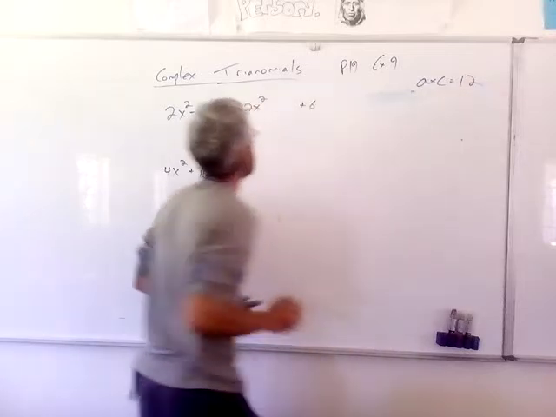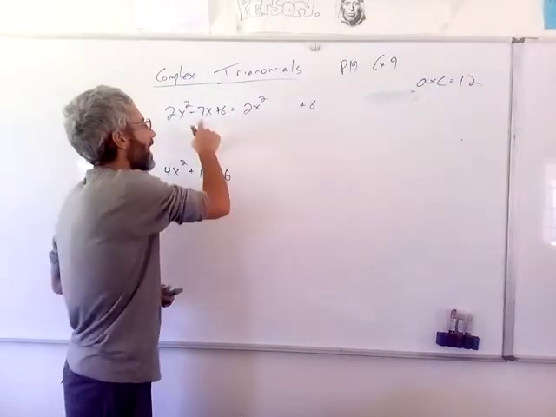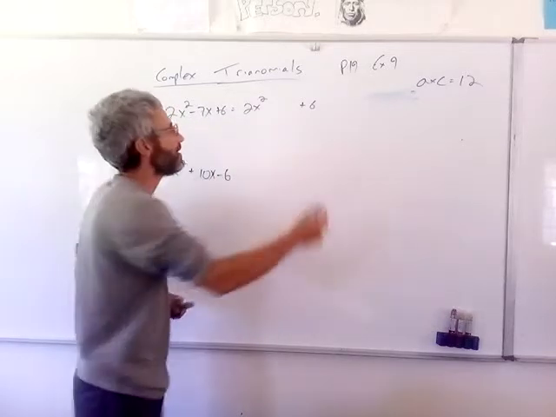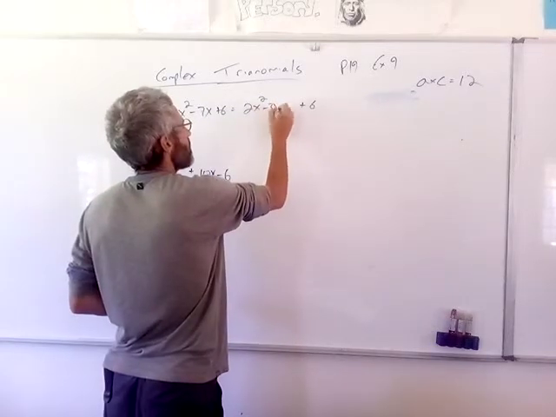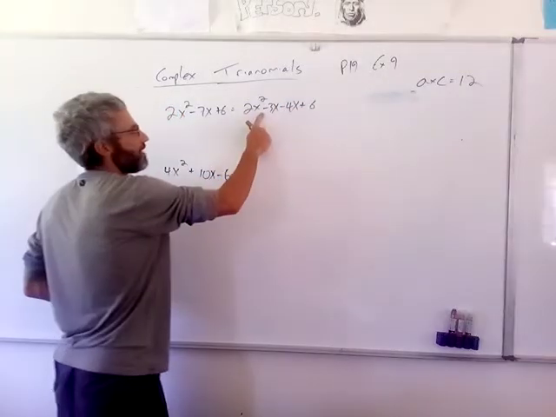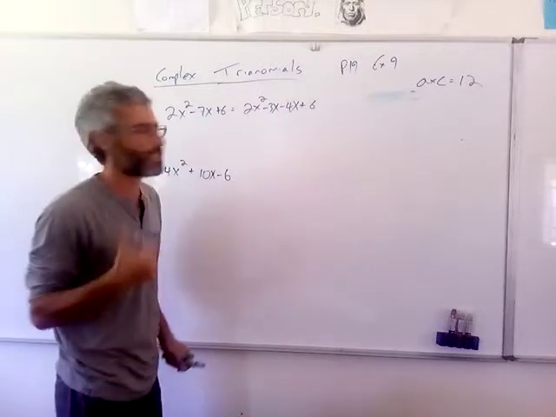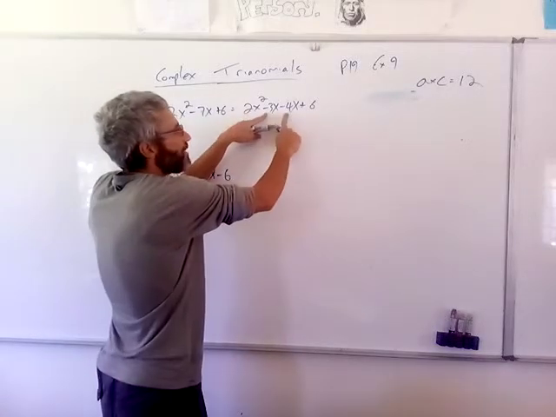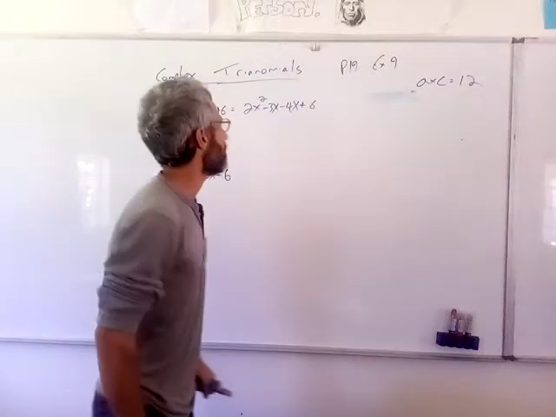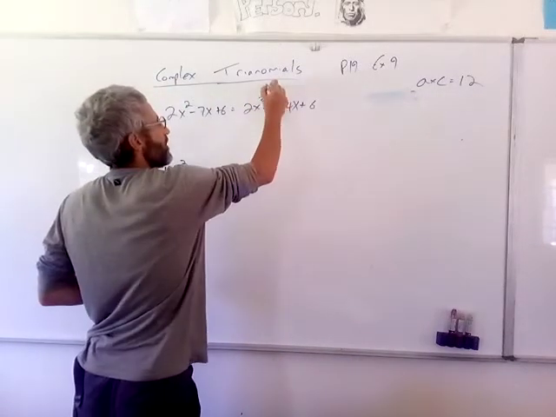Okay? So I need to look at factors of 12 that will add up to minus 7. Okay? 3 and 4, isn't it? So it's going to be minus 3x minus 4x. Check this again. Minus 3x minus 4x will definitely give us minus 7x, which it should. And minus 3 times minus 4 will give us 12. Okay? So that's the first step. We split.